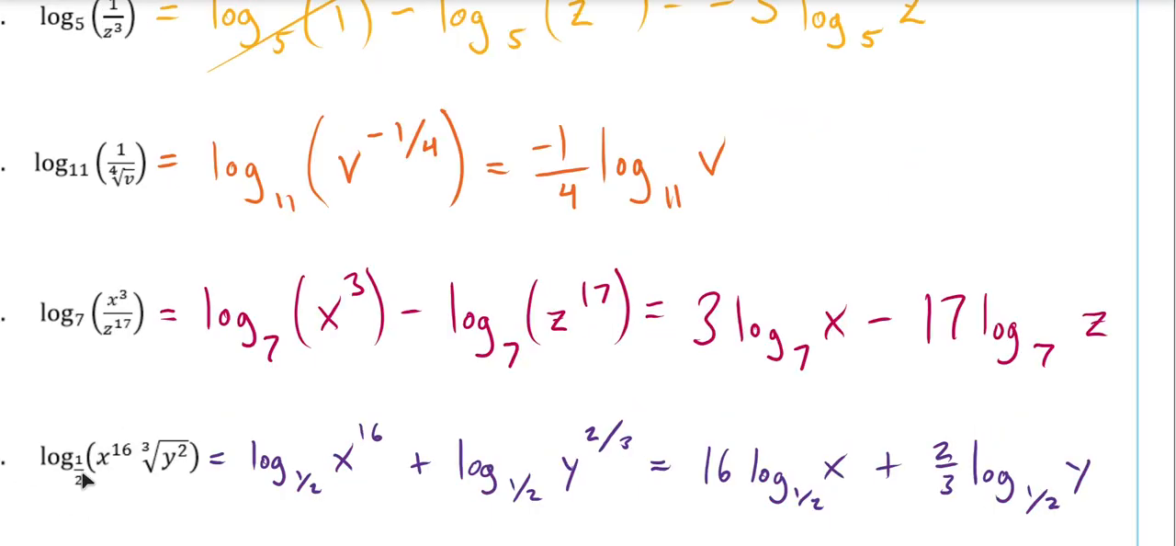Doesn't matter if we have a fractional base, that's just going to hang out in all of our expressions. What's going to matter is that we pull our powers up front as products, and we separate this product of the arguments as addition. Remembering that the cube root of y squared is just y to the 2/3 power, we're done. We have 16 log base 1/2 of x plus 2/3 log base 1/2 of y.